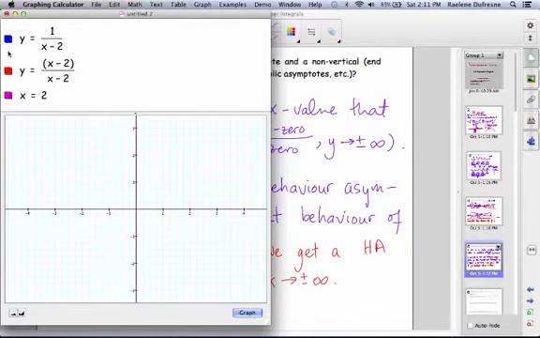Let's contrast that with y equal to x minus 2 divided by x minus 2. In this case, the red function, we see that x equal to 2 makes the denominator 0, but it also makes the numerator 0. And 0 over 0 is not a vertical asymptote. As we can see, in this case, we do not have a vertical asymptote. What we do have is a hole in the graph.